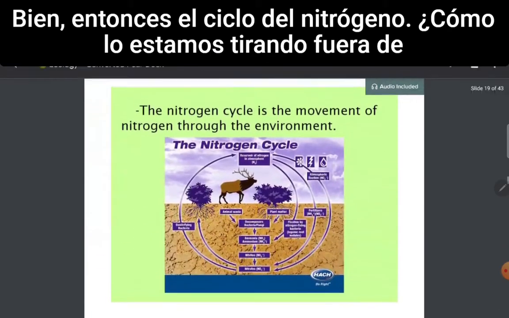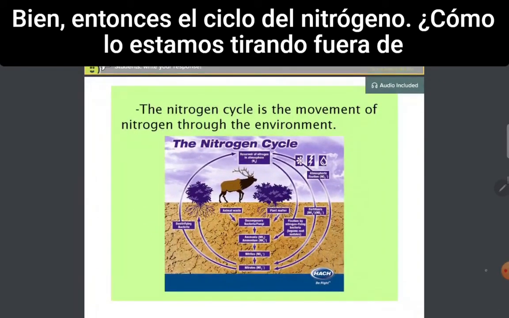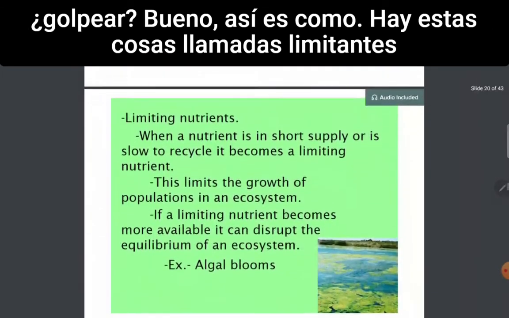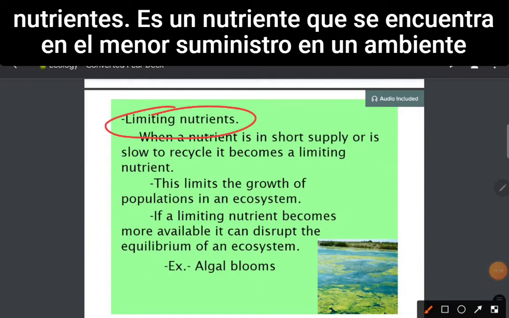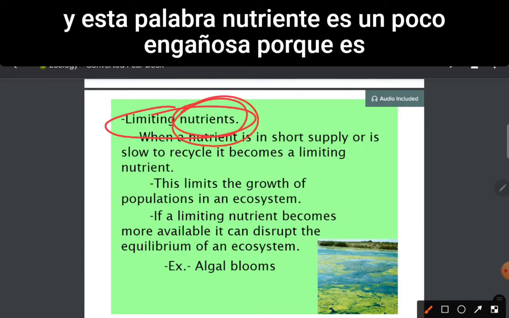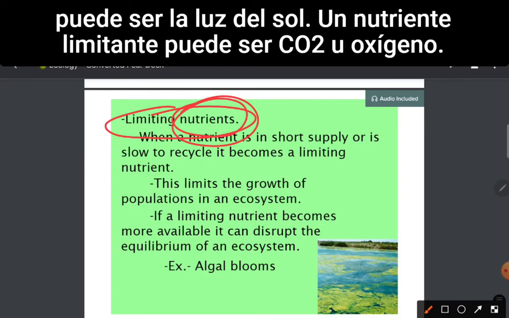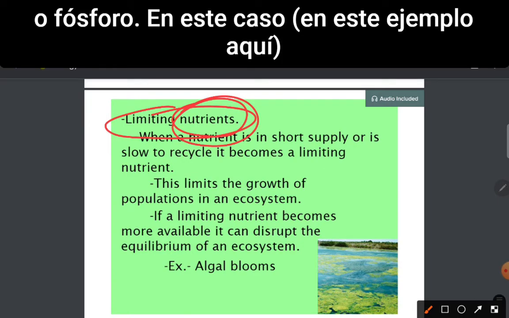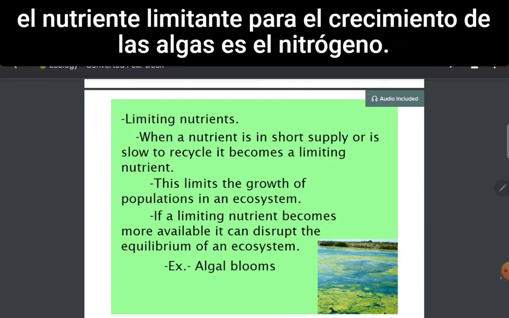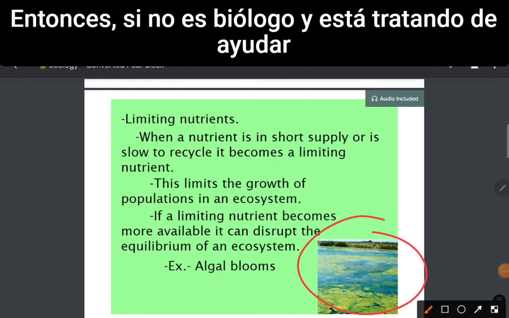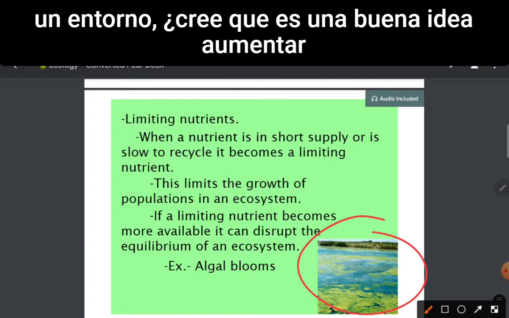Okay, so the nitrogen cycle, how are we throwing it out of whack? Well, this is how. There are these things called limiting nutrients. It is a nutrient that is in least supply in an environment. And this word nutrient is kind of misleading because it's not necessarily something that is eaten. A limiting nutrient can be sunlight. A limiting nutrient can be CO2 or oxygen or phosphorus. In this example here, the limiting nutrient for algae to grow is nitrogen. And so if you are a biologist and you're trying to help an environment, do you think it's a good idea to increase a limiting nutrient?